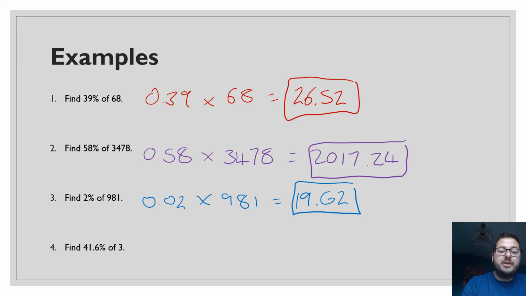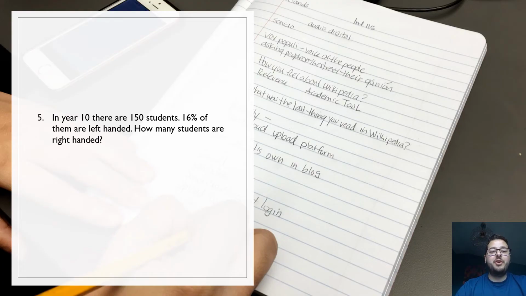Okay, and then finally, we want to find 41.6% of 3. So 41.6% as a decimal is going to be 0.416, and we want to times that by 3. So 0.416 times 3, and that gives us 1.248.